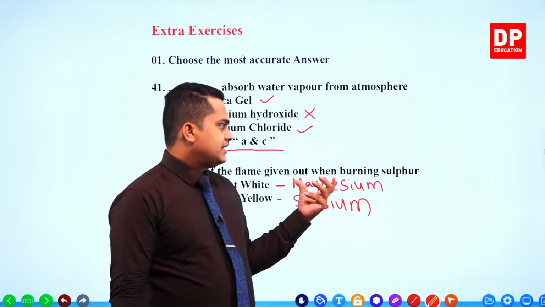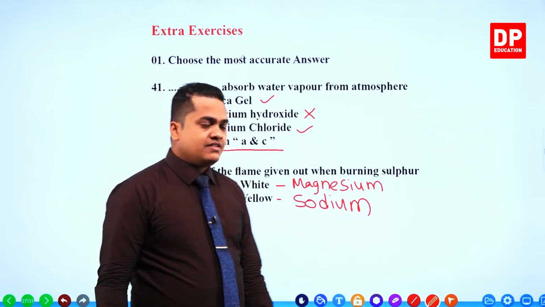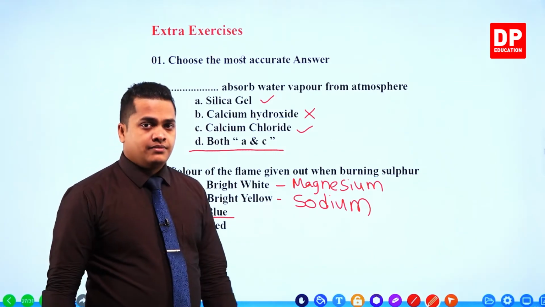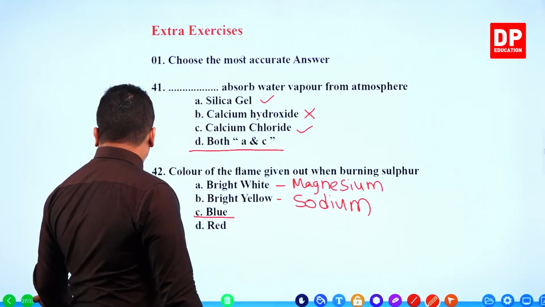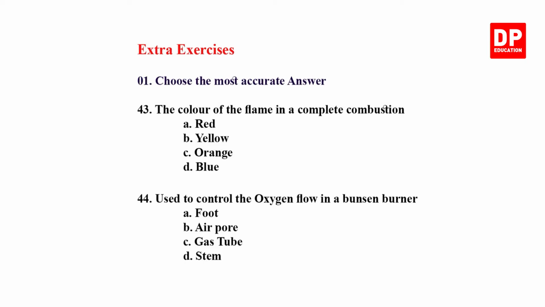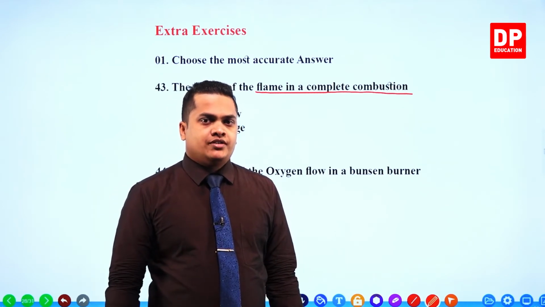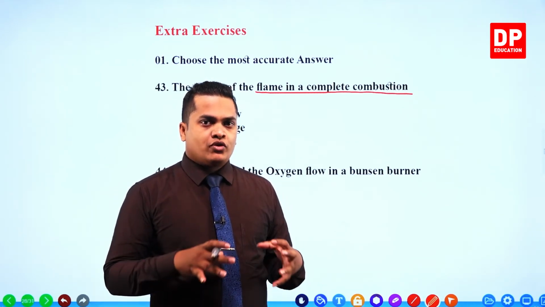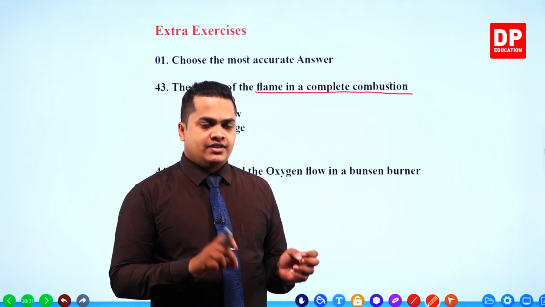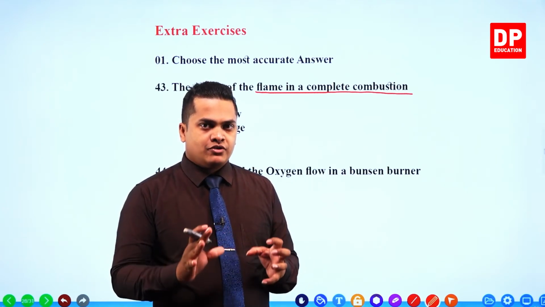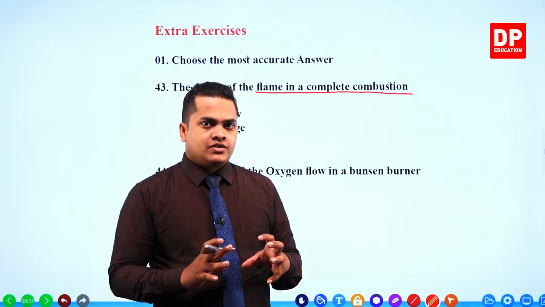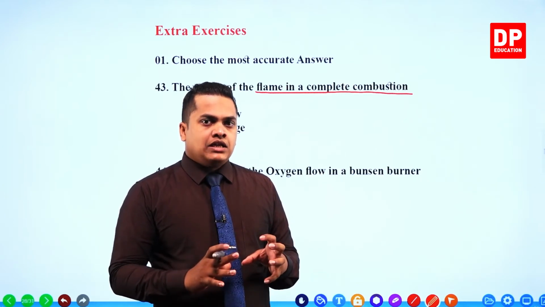However, it is asking about sulfur. So sulfur gives out a blue color flame, right? The color of the flame in a complete combustion. If you take a complete combustion, there is an adequate amount of oxygen gas and it's going to react with the combustible substance and produce a flame. So they're asking about the color of that flame.